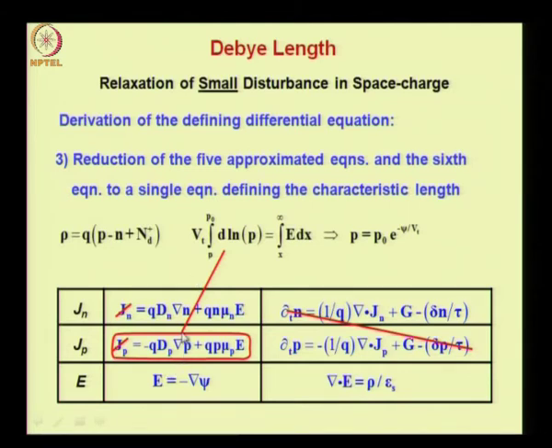It can be easily shown that this equation reduces to the Boltzmann relation that is shown here. That is, it leads to the exponential relation between the carrier concentration at any x and the potential at x. Now how do you get this equation? Well, very simple. Let us put that down on the board.